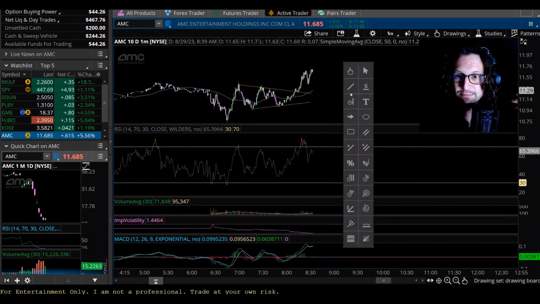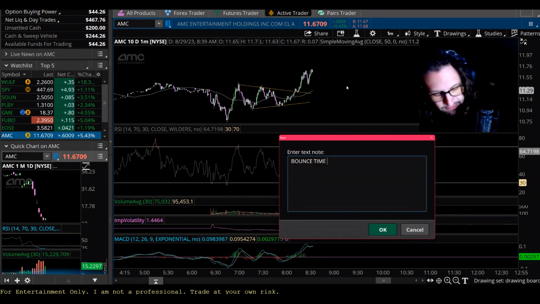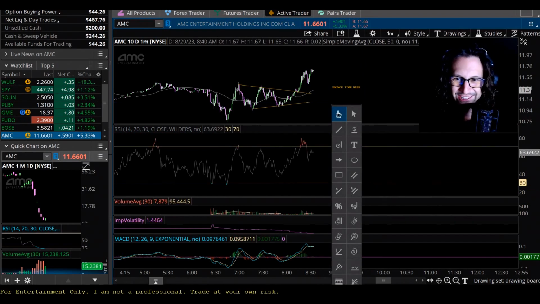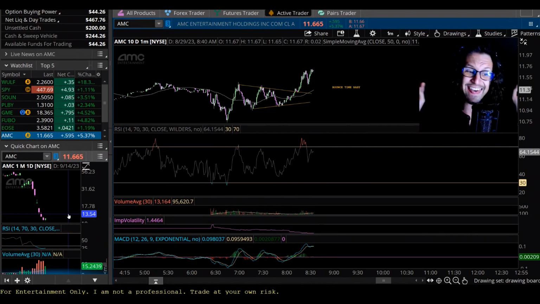This is the bounce. It's bounce time. I'm gonna write it down. Bounce time, baby. Hopefully. I don't want to create any hype. I've been really careful not to create any hype and very realistic about AMC, and the price targets have been on point. At this point, it's just like price is free falling. At some point, it's gonna stop. I hope, for everyone's sake, that was it.